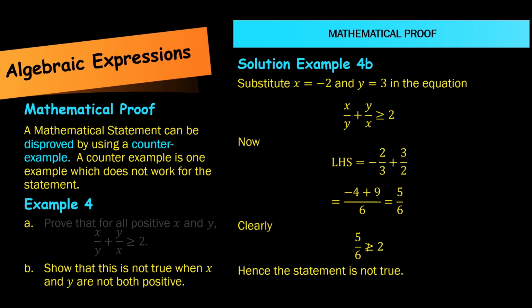And therefore the statement is not true that x over y plus y over x is greater than or equal to 2 when x and y are not both positive. As you can see, one example is sufficient to disprove a statement.